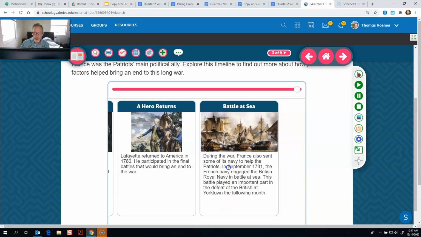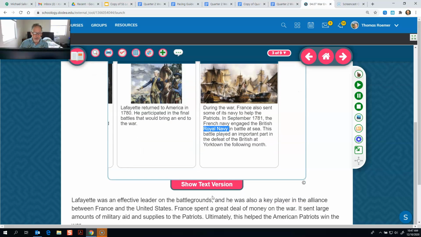And this is big right here. In September 1781, they actually fight head-to-head against the Royal Navy. So this is in Yorktown, and the French hold back the British in Yorktown, and that ends the Revolutionary War with some other things as well, but that's a major factor.